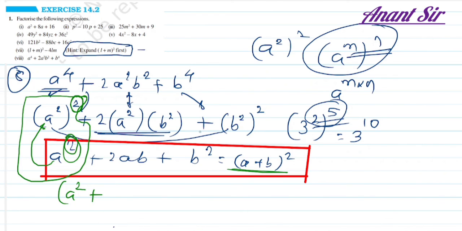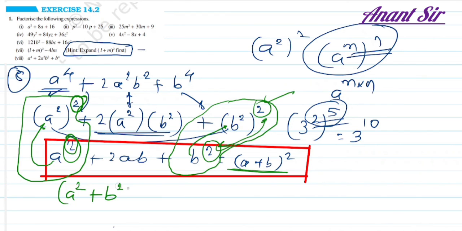Similarly, compare the formula's b square term with this. What is there in place of b square in our question? In place of b square, it is (b square) to the power 2. So if you forget the power 2 here, what is there in place of b? It is b square. So we have to write (a square plus b square) whole square. So then this is our final answer, (a square plus b square) into (a square plus b square).